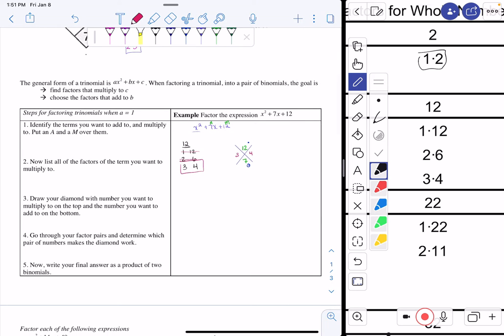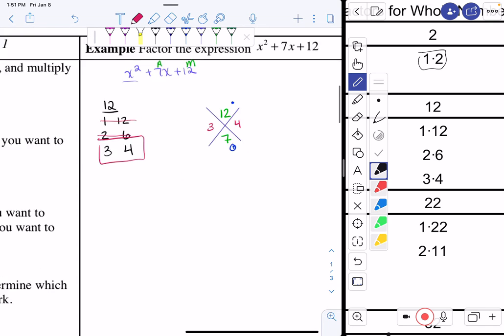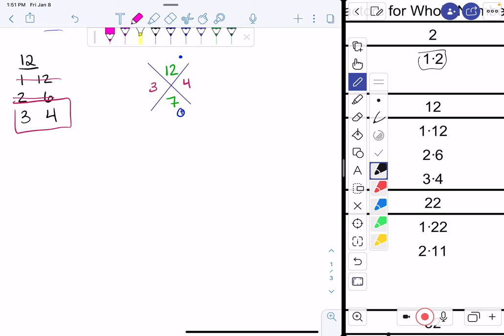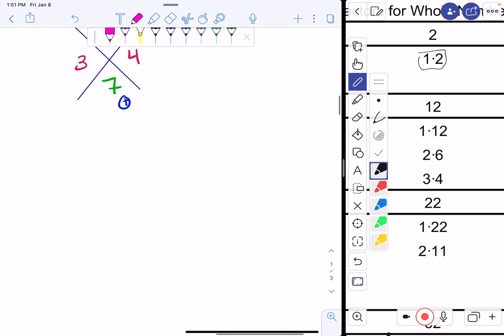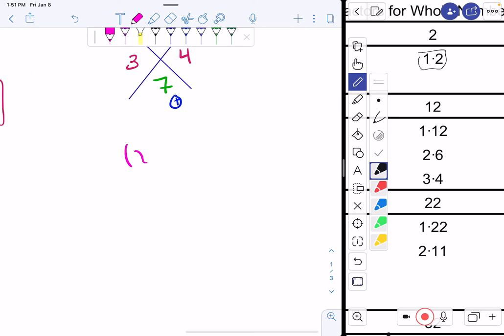Now, step 5, write your final answer as a product of two binomials. So my final answer is (x + 3)(x + 4). Just like this. Make sure you put parentheses. And that's your final answer.